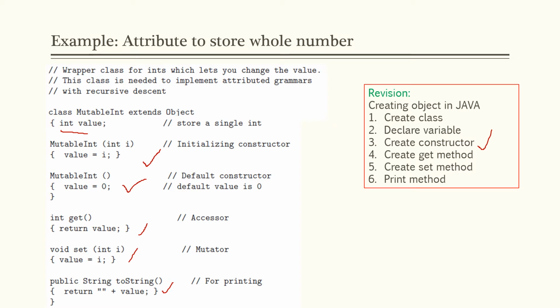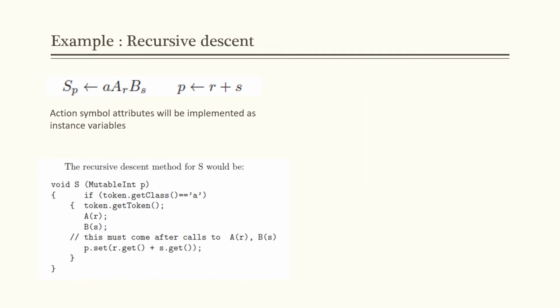Now we look into the recursive descent for the attributed grammar. Let's say we have an attributed grammar: S goes to A, B. So this a is a terminal, another A is a non-terminal, and B is another non-terminal. So what would be the attributes here? The attributes are P, R, and also S.